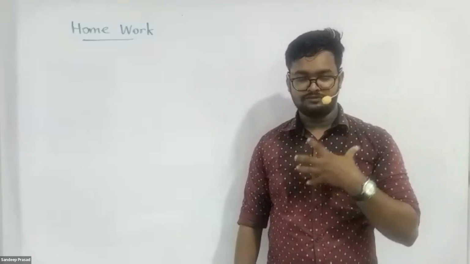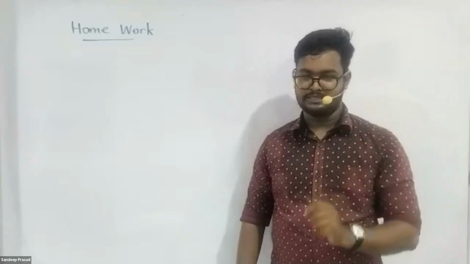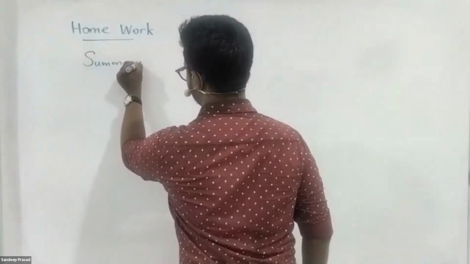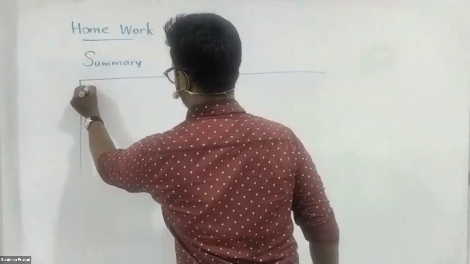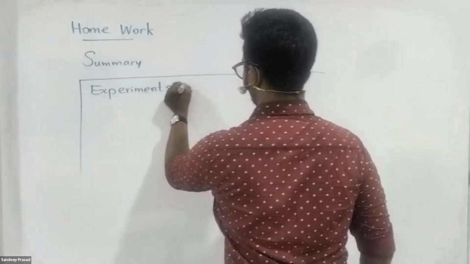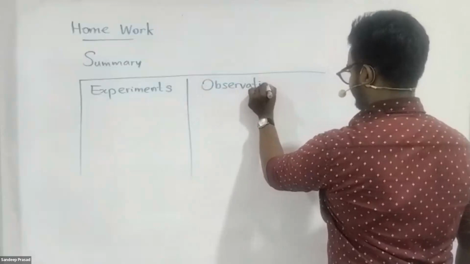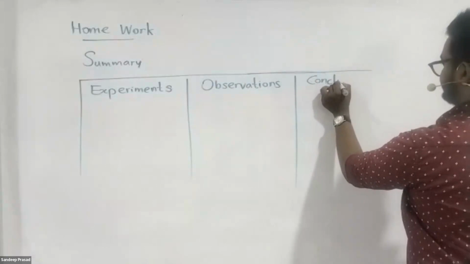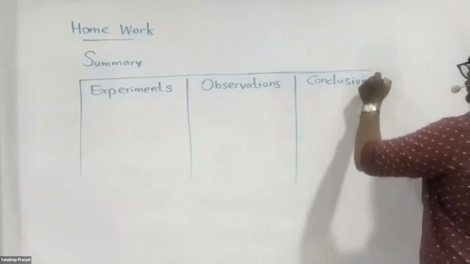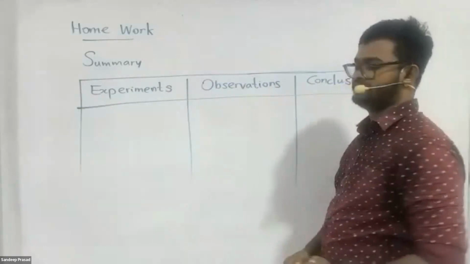So what is the homework today? The first homework, you have to make a summary. For today's class, I will help you to make the summary. We learned 3 experiments regarding the cathode rays. Write down these experiments, that means, what is the experiment, and what are the observations obtained from those experiments. And write down the conclusions and send me the table. Experiments, I told you 3 experiments, observations and conclusions. Send me the conclusions. So this is the homework.